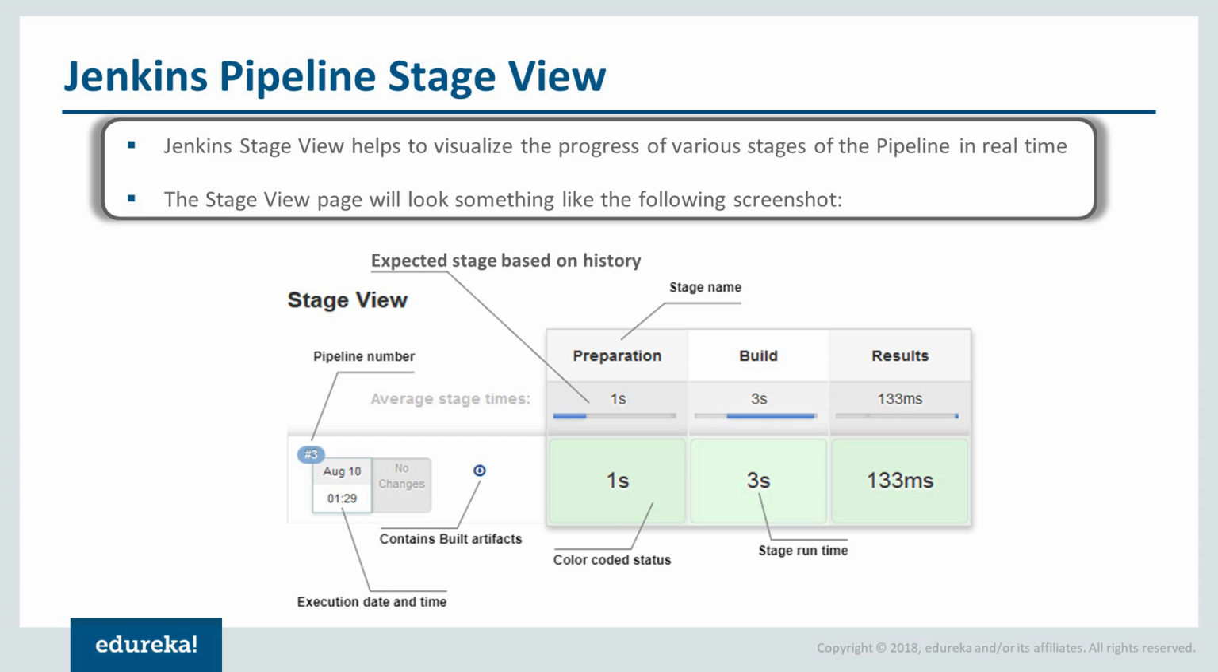The stage view page will look something like the following screenshot which you are seeing on your screen at the moment. As you can see here, it tells the expected stage based on the history. Then at the top, it shows the stage name and typically how long it would have taken. The color code indicates that if it is green, it is successful. If it is red, it has failed, and so on. And then on the extreme left, it will show you the number of the build, the pipeline number, how many iterations. It's very similar to a build number when we were working with normal jobs. And this down arrow would show if this build contains any kind of artifacts. And of course, there would be a timestamp, time and date. It will show when and at what time this job has run on your Jenkins master.